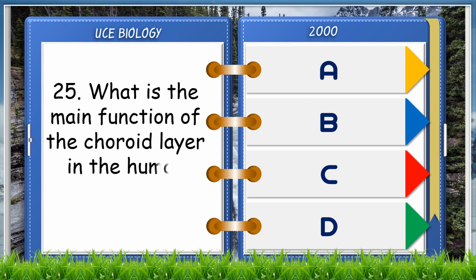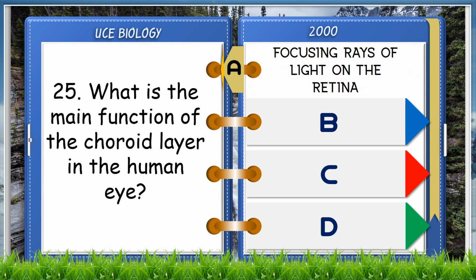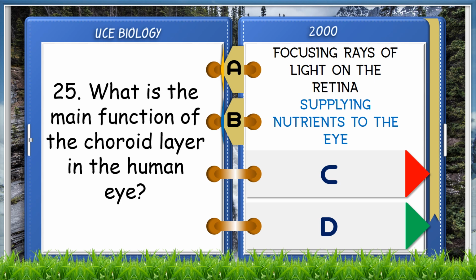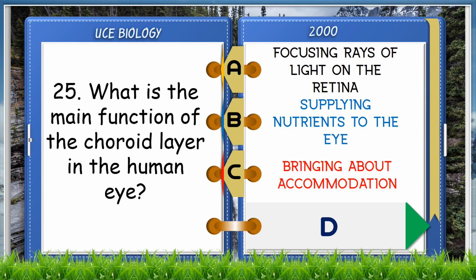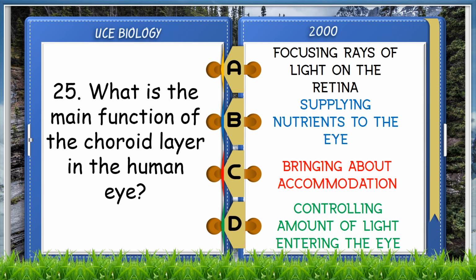What is the main function of the choroid layer in the human eye? A. Focusing rays of light on the retina. B. Supplying nutrients to the eye. C. Bringing about accommodation. D. Controlling amount of light entering the eye. The answer is B. Supplying nutrients to the eye.